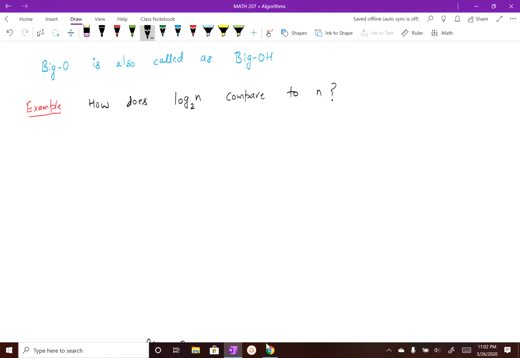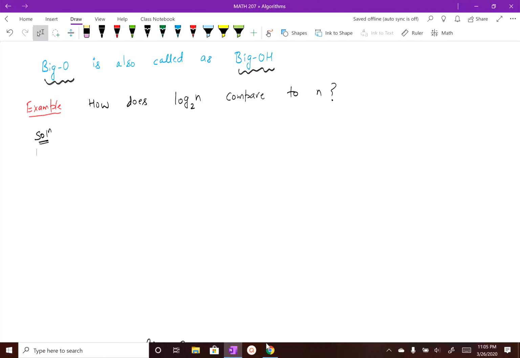Let's take another example about this big O notation. But before taking this example, I just would like to mention that big O is sometimes also called big Oh. Let's suppose we have an example and we want to compare log n with base 2 with your n. Then can you compare based on your big O estimate? So we have two functions. One is log of n with the base 2 and one is your n. And we want to relate them.